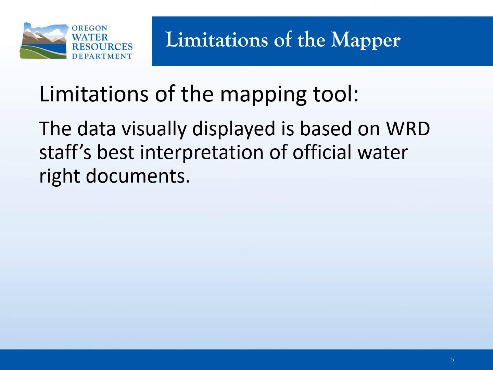The data visually represented by the mapper is based on Water Resources Department staff's interpretation of the water right documents and the best fit placement using the various layers available in our GIS system, such as aerial photos, the Public Land Survey System, and topographical maps. As these various layers do not always fall into perfect alignment, staff refer to the map of record and decide how to best spatially place the POU and POD.